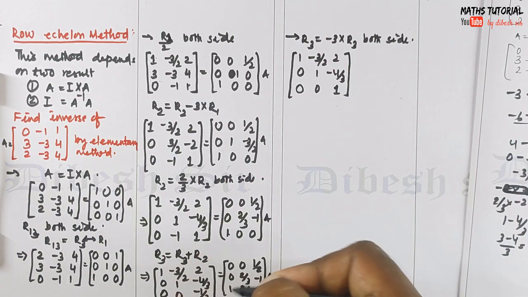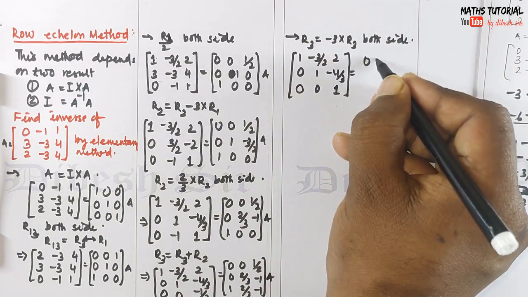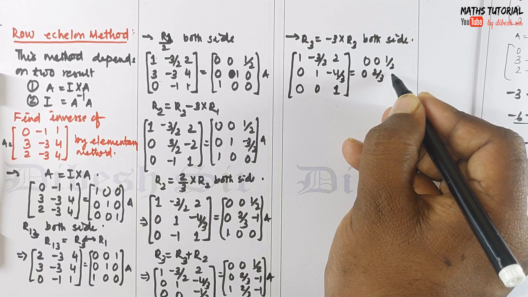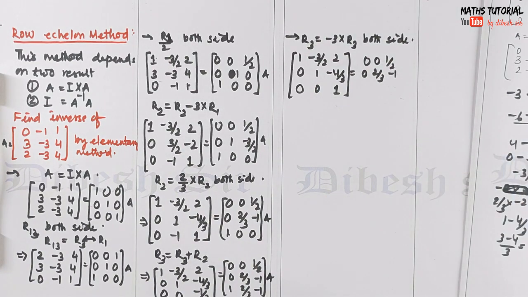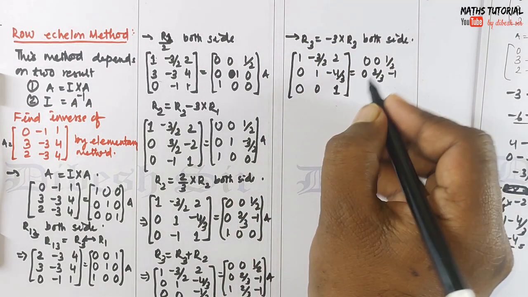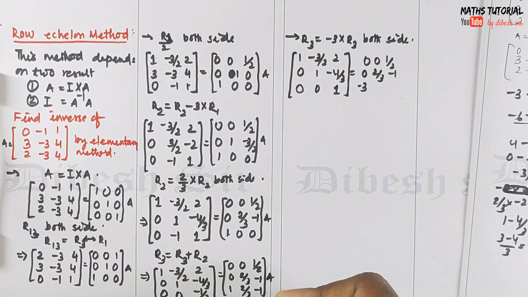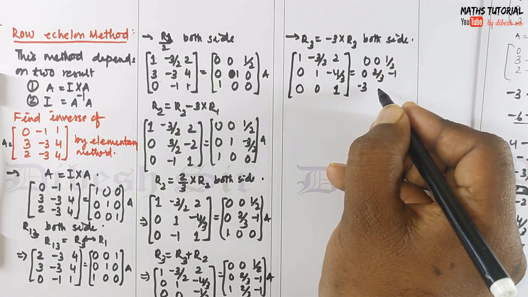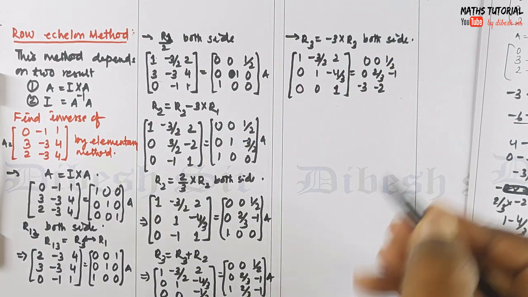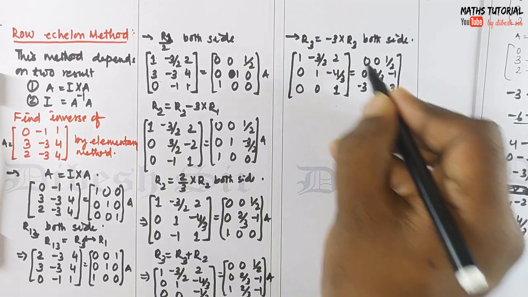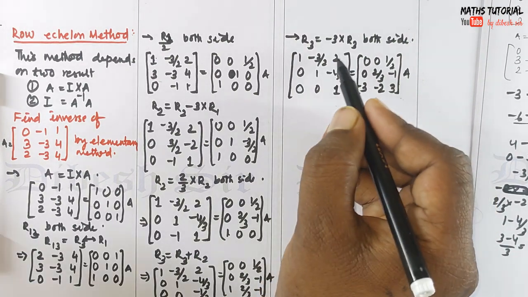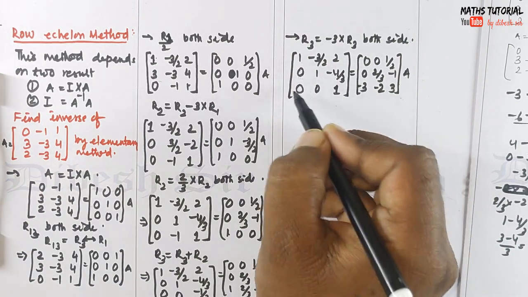Now R3 means 0, 0, half, 0, 2 by 3, minus 1, R3 is equal to minus 3 into R3, minus 3 into 1, that is minus 3, minus 3 into R3, minus 3 cancel out, so it remains minus 2, minus 3 into R3, minus 3 into minus 1, that is 3, multiplied with A. Now 1, 1, 1, 0, 0, 0.